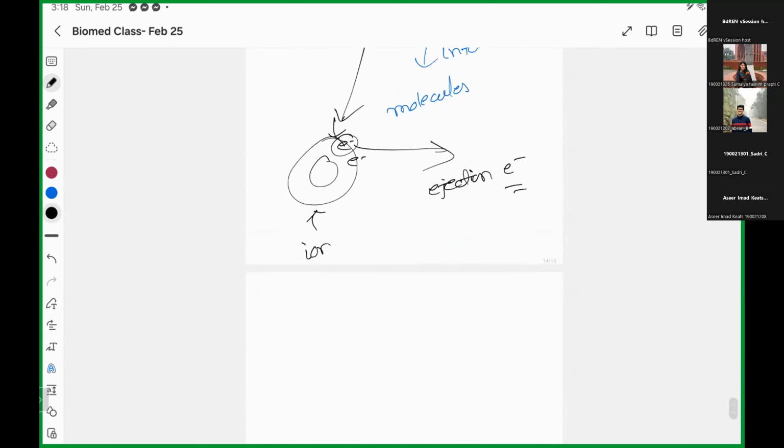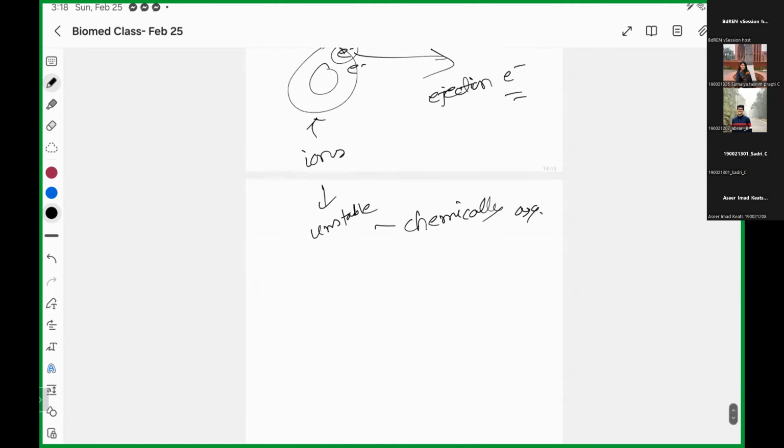It becomes an ion, and these ions are unstable. They are very much chemically aggressive, so they actually react. There are different reactions.